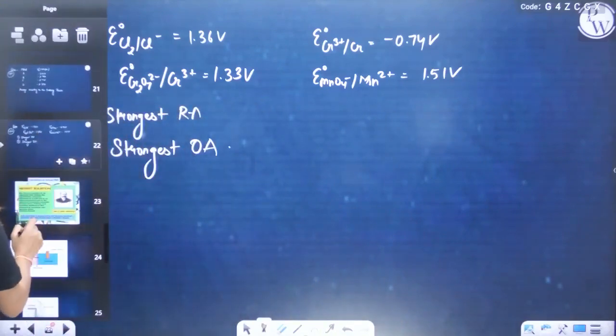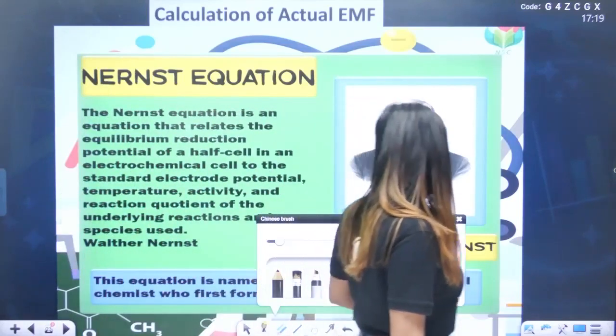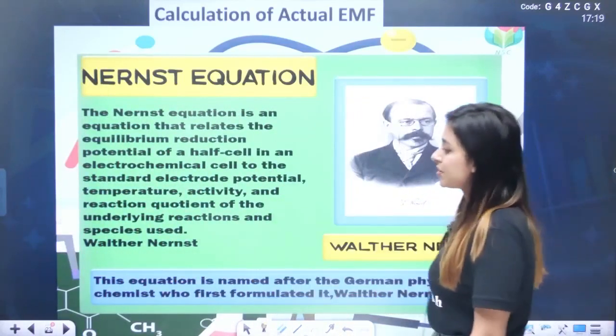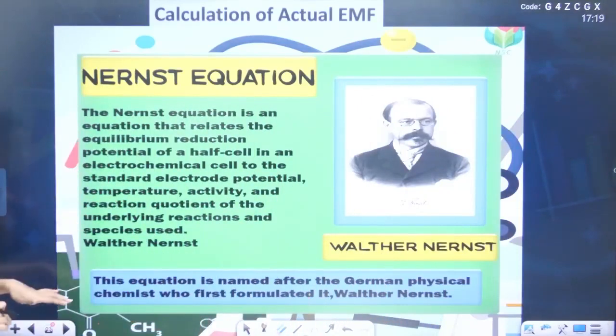Now we will be discussing a very important thing, which is the Nernst equation. What is the Nernst equation, my dear students? This is just the introduction. Now I'll give you the Nernst equation.